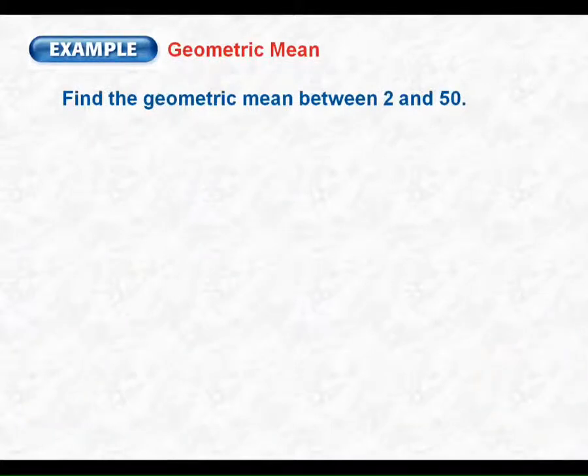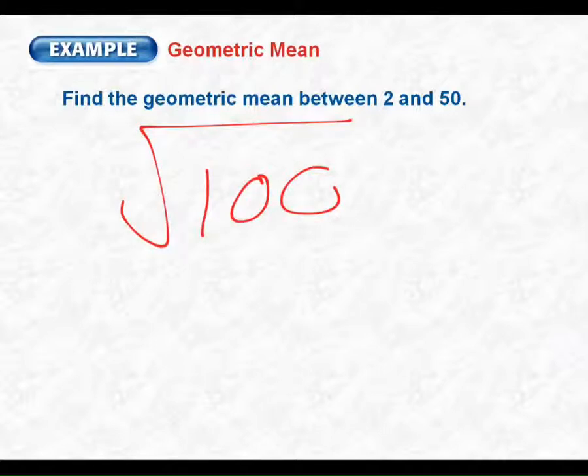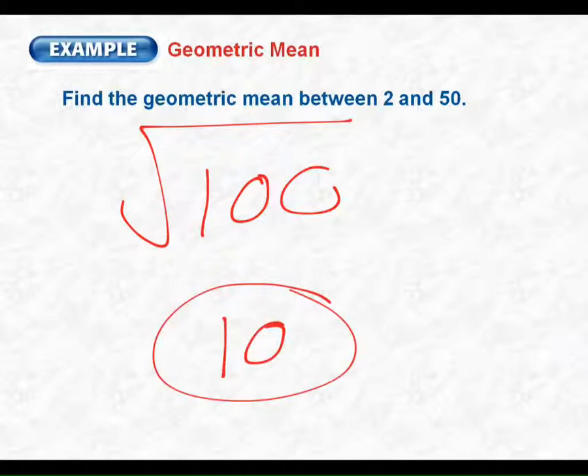Meaning, if I wanted the geometric mean between 2 and 50, okay? To find the geometric mean between two numbers, it's the positive square root of the product. What's the product of 2 and 50? Product meaning multiplication. 100, right? And it's the positive square root of that. Which actually, 100 is a perfect square. Its square root is 10. So the geometric mean between 2 and 50 is 10. I just did the positive square root of their product. Yep, that's the answer.